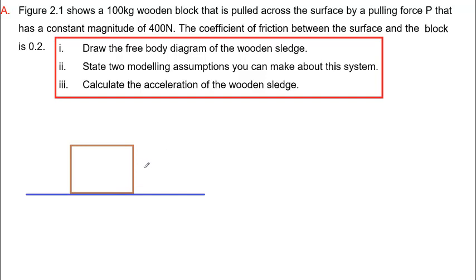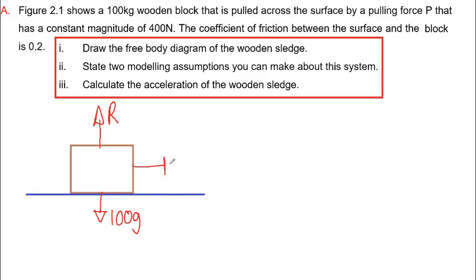Now, first things first, let's draw a free body diagram of the system. So here we have the block. We always start with the mass, it's the easiest one. So the weight of this is 100, the mass, multiplied by acceleration due to gravity. And we have a reaction force R opposing it, which is the ground pushing against the block basically.